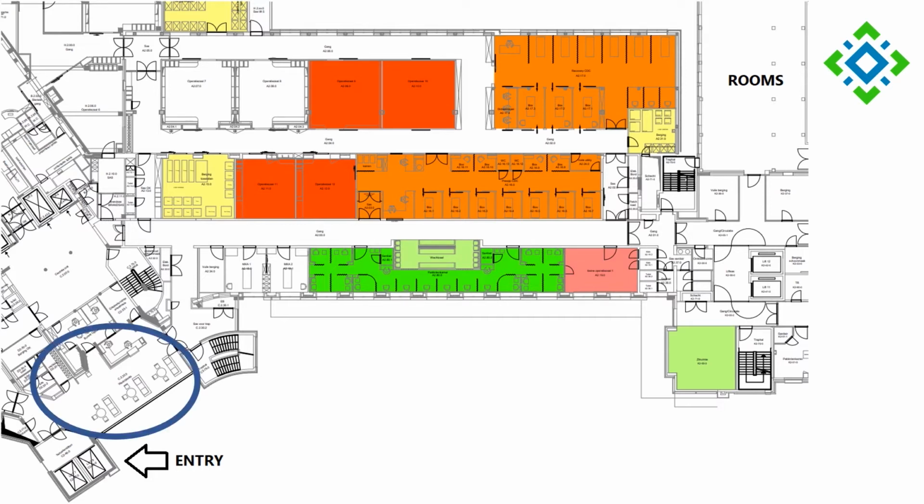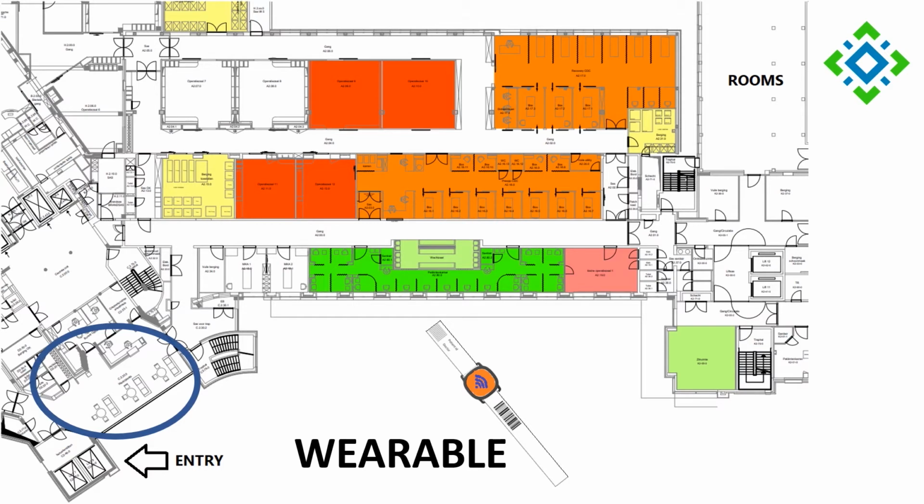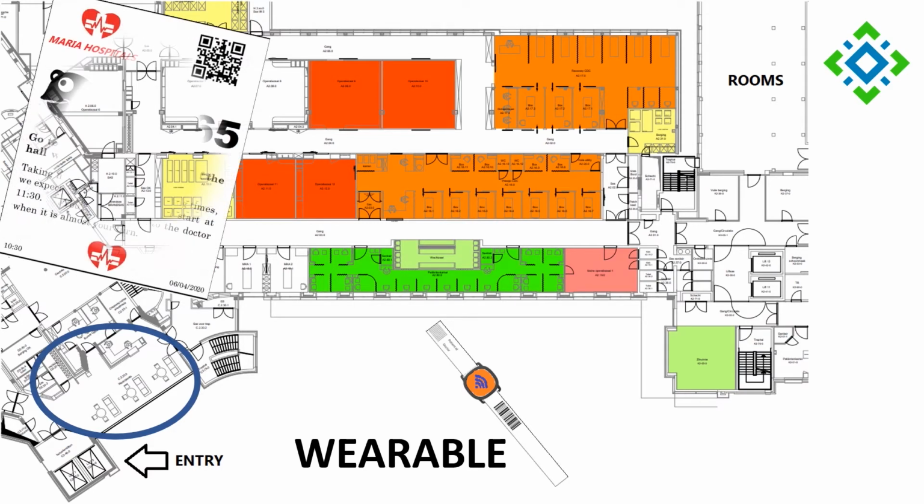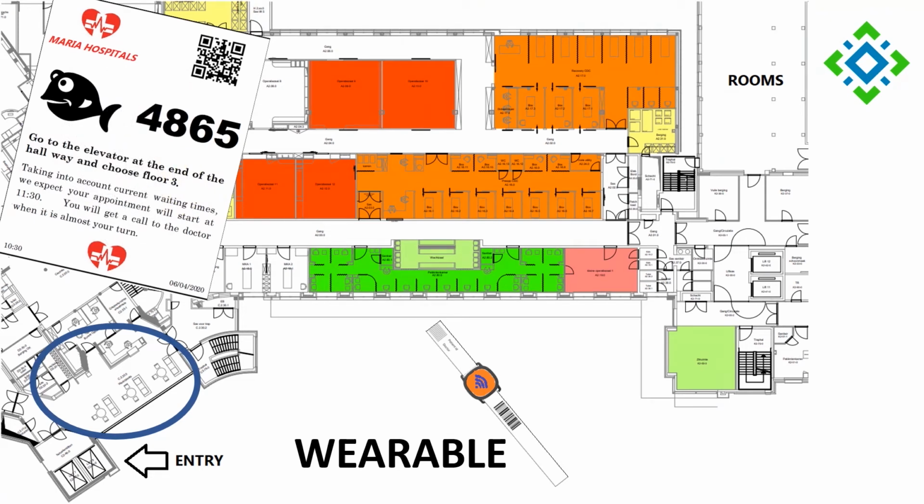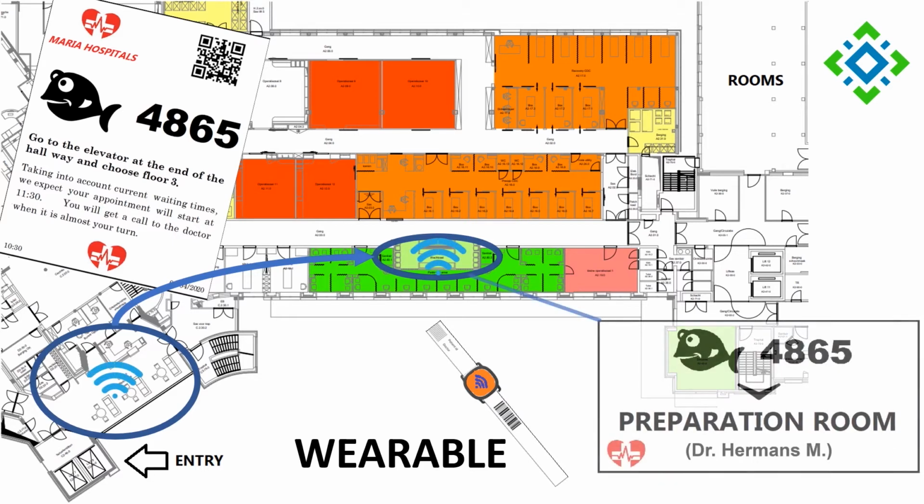So we start at the subscription desk, patient comes in, gets subscribed and gets a wearable. More about the wearable later. He also gets a ticket with wayfinding information in order to reach the waiting room, and on that ticket there's information about the mobile app. Later more about the mobile app. The patient goes into the correct waiting room and a member of staff, we'll see in the software later, can call the patient into the preparation.